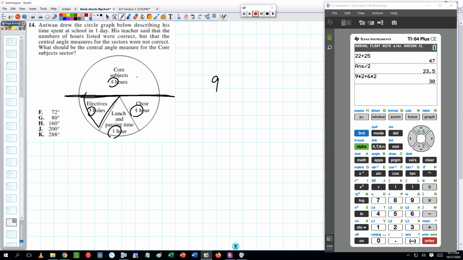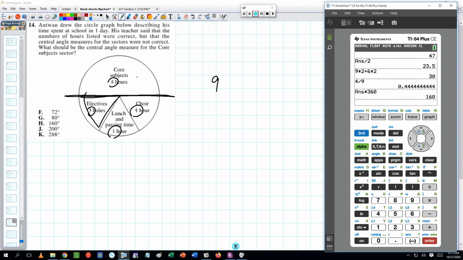Well, if his core subjects were 4 hours out of the 9, that means we're looking at 44.4444% of the circle. If we take that and multiply it by 360, that's what his angle should be. His angle should have been F, or H there, 160.